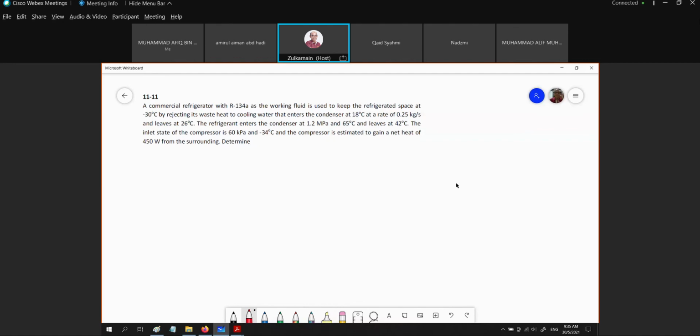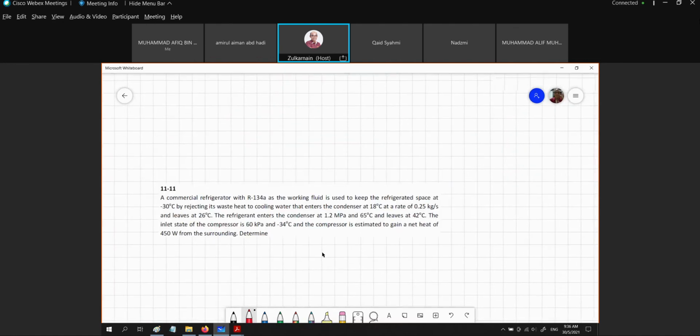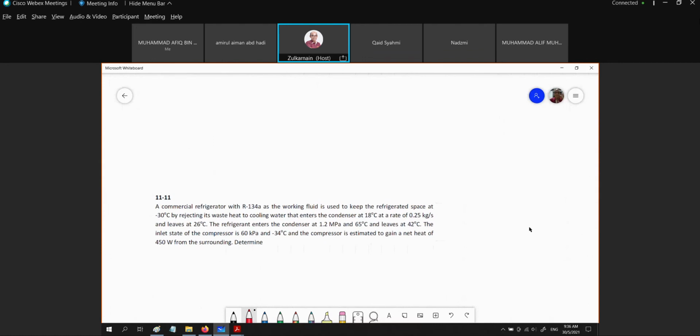Okay. So let us sketch the schematic diagram first. So what we have, a commercial refrigerator. We have our condenser. We have our refrigerated space, usually with the evaporator. Then we have a compressor, and the compressor is gaining heat from the surroundings at 450 watt.